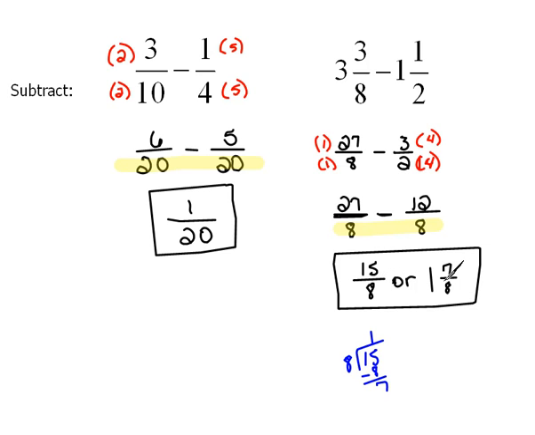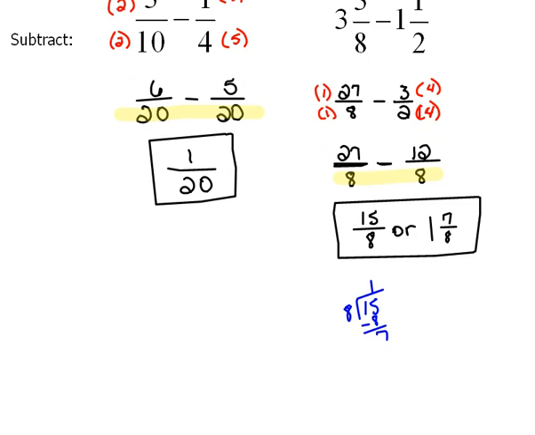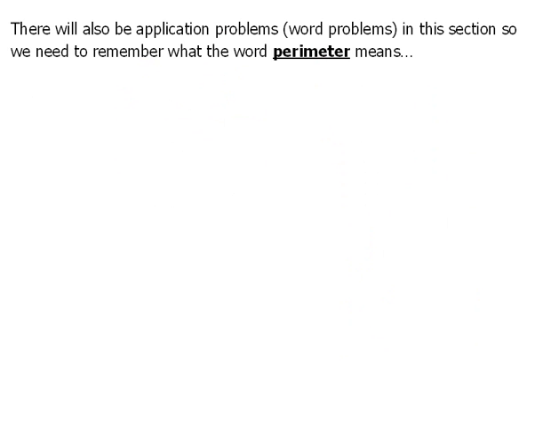Now, the last thing that we need to review as you go into working in this section, there are going to be some application problems. And I wanted to make sure and review the word perimeter, because you will see that a lot. The word perimeter, what does that mean? Well, it's the distance around something. The distance around a figure. We'll say a figure.